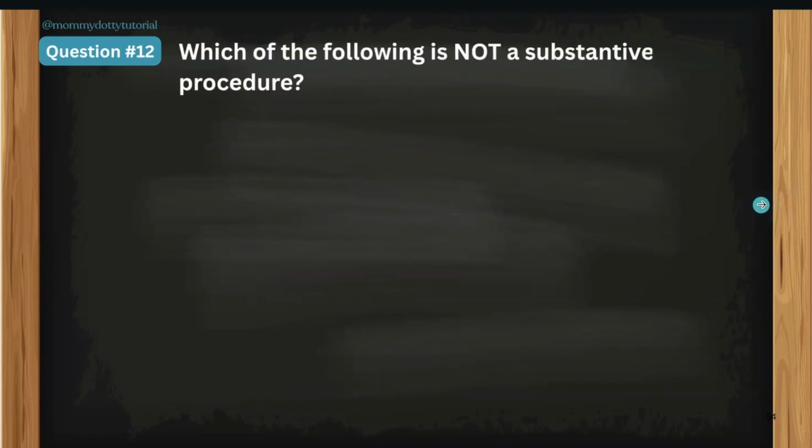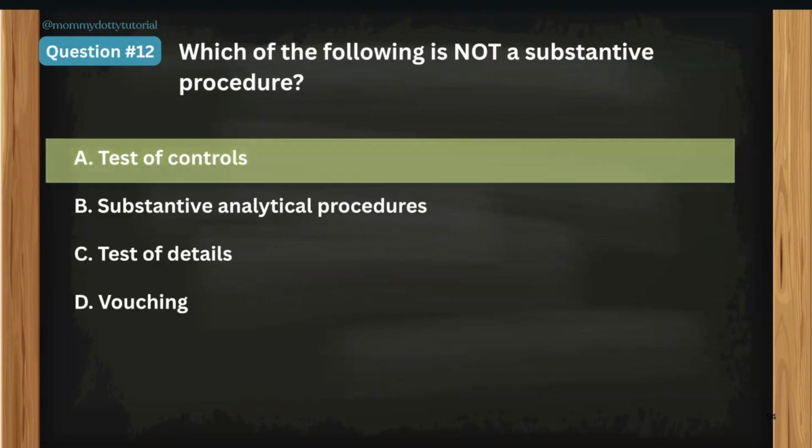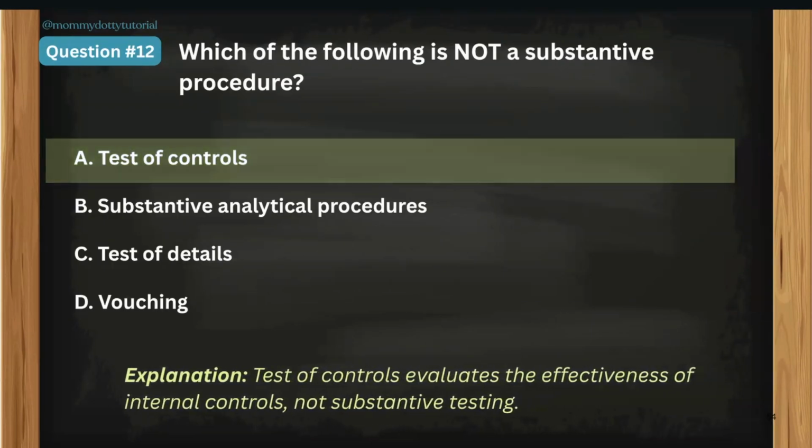Moving on to question number 12. Which of the following is not a substantive procedure? A, test of controls. B, substantive analytical procedures. C, test of details. D, vouching. The correct answer is test of controls. Test of controls evaluates the effectiveness of internal controls, not substantive testing.